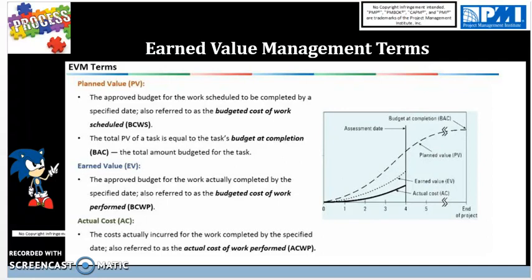Earned value is the approved budget for the work actually completed by the specified date, also referred to as a budgeted cost of work performed. Actual cost is the cost actually incurred for the work completed by the specified date. Think of this as the burn, how much money you've burned down. Also referred to as actual cost of work performed.